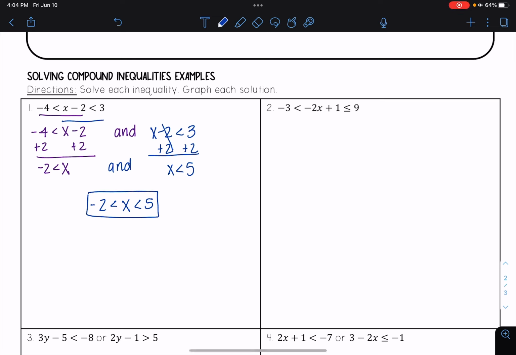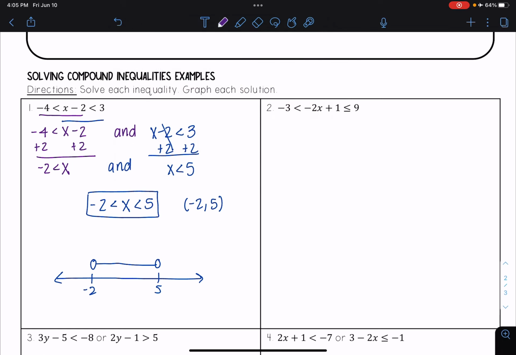And if I wanted to write that in interval notation, that would be parentheses negative 2, 5, since I'm not including my endpoints. And then it says to graph it. Negative 2, I have 5. I have open circles above since it's not included, and since this is an AND statement, I'm going to connect my points. So that's one method that you can do.